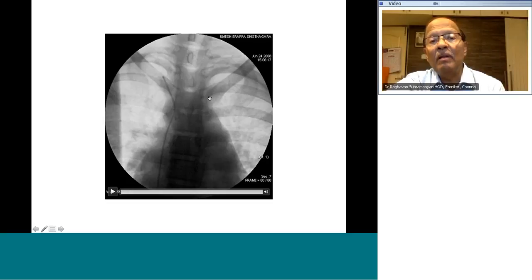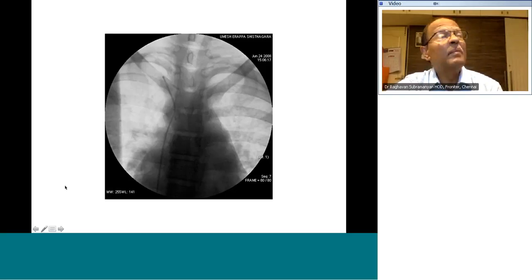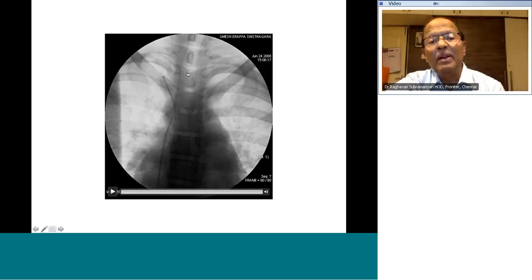Now, in frontal view, how do you know it is frontal view and not an oblique view? Can anybody tell me in this? How do you know this is not an oblique view? Because you're not seeing the spine, you're not seeing the ribs in complete. How do you know it's a frontal view? The best thing is to look at the vertebral bodies.